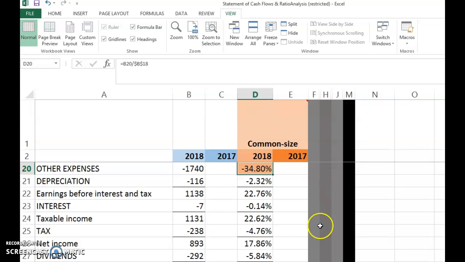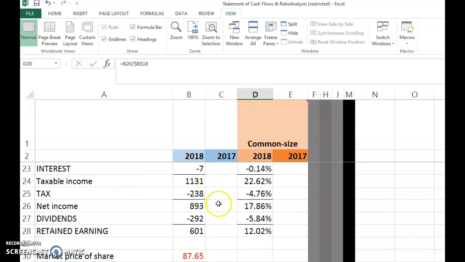Then if you look at the figures for the others, for example here, it tells you the net income is 17.86% of the year's sales, slightly less than 18%. These are quite useful figures, and we'll come back to this ratio. You can remember this ratio later, 17.86. This is also called the profit margin, or some other books call this net profit margin.